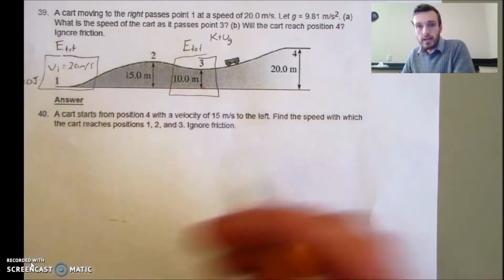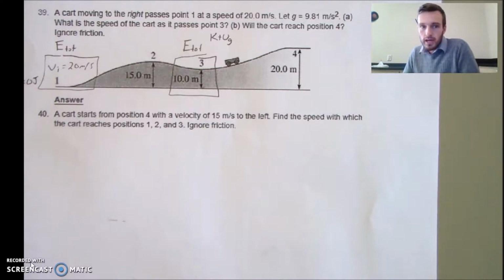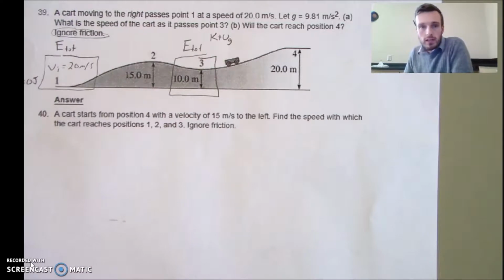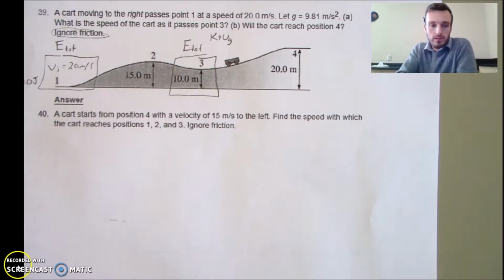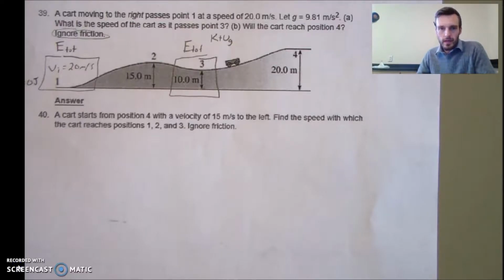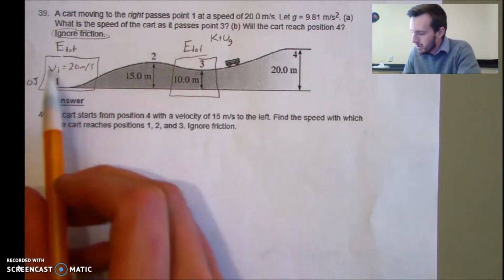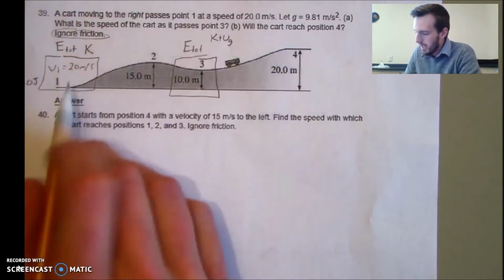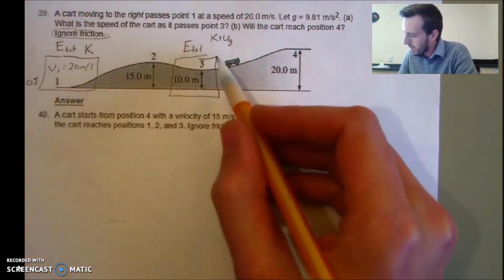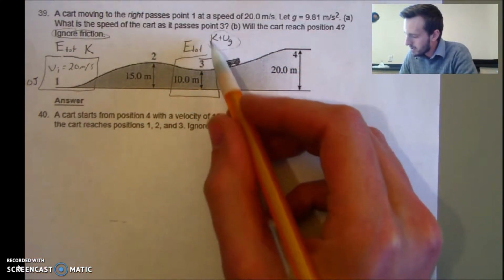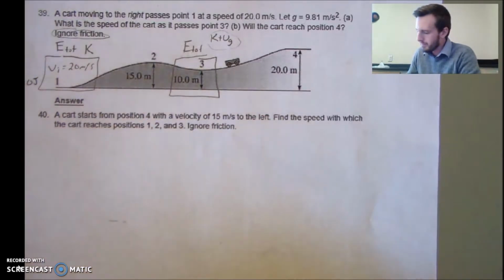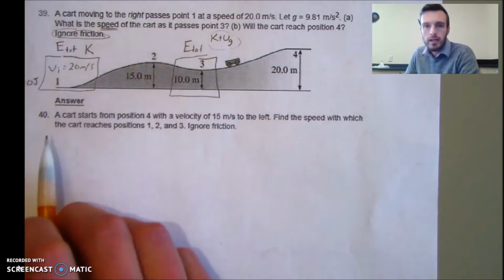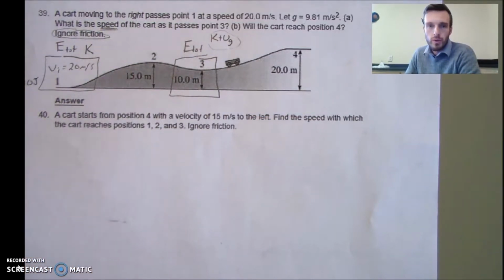Since we have ignore friction as one of our big hints, that's telling us that all the energy is going to be conserved. So this problem really is about energy. We have no potential at point 1, it's all kinetic, and we have kinetic and potential energy at point 3. So when the question asks for the speed of the cart, we set up our conservation of energy equation.